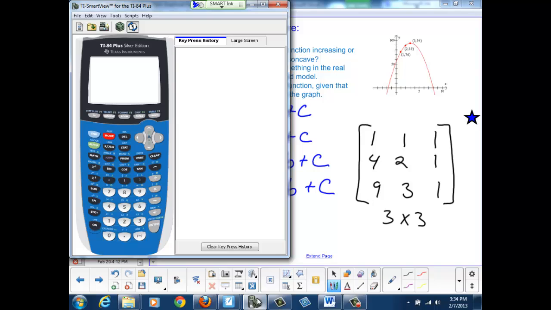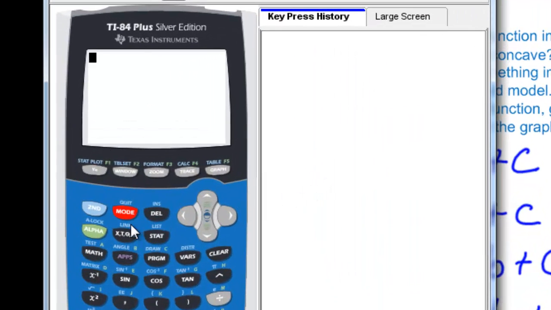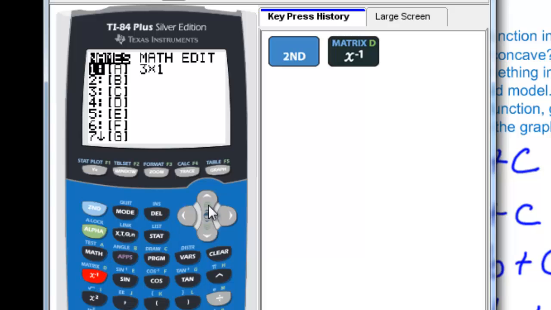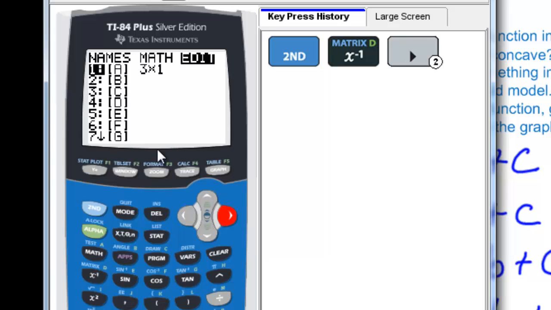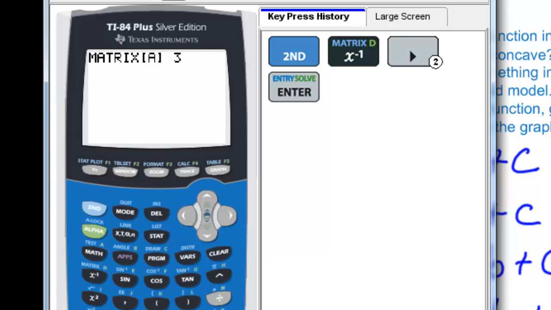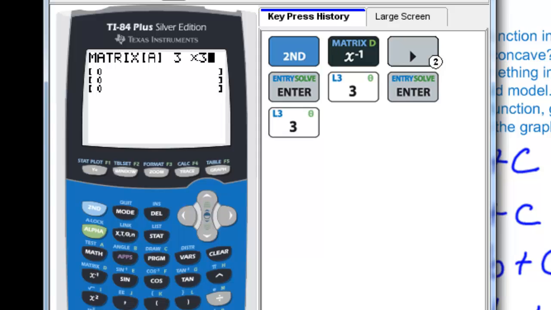So let's pull up our calculators, go into our matrix menu, which is second x to the negative 1, and then I'm going to edit my first matrix. I'll choose that to be A. And I want the dimensions of this matrix to be 3 rows and 3 columns. After I hit enter, it's going to bring me down into the matrix, and I'm going to enter those numbers just as I have them over here.